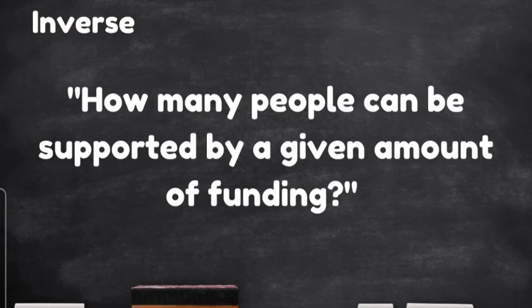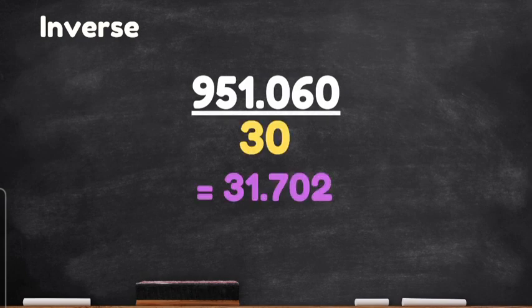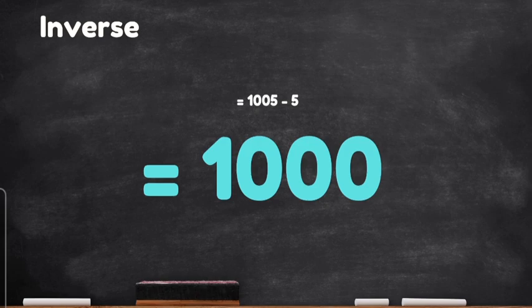Understanding the inverse of this function adds another layer of insight. The inverse essentially answers the question: how many people can be supported by a given amount of funding? For example, if the government allocates $951.060, dividing this amount by 30 and squaring the result gives us the original number of people, 1,000 in this case. The inverse function highlights the flexibility of radical functions in solving different types of problems.